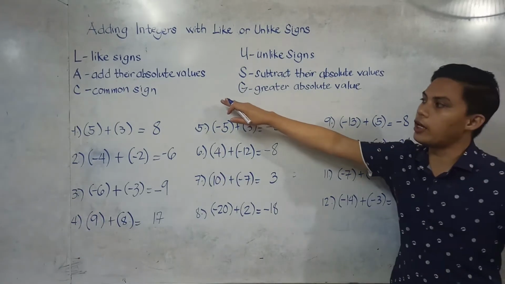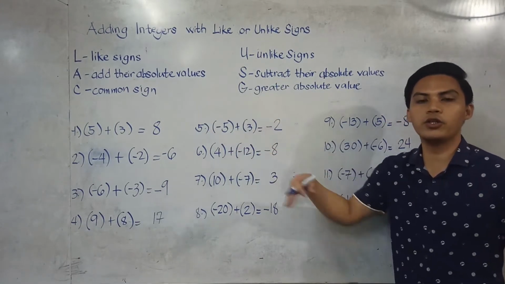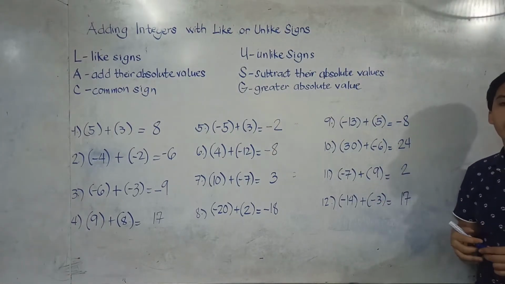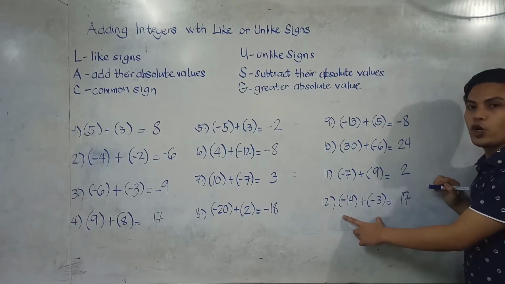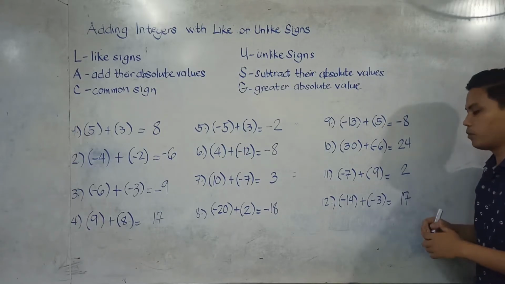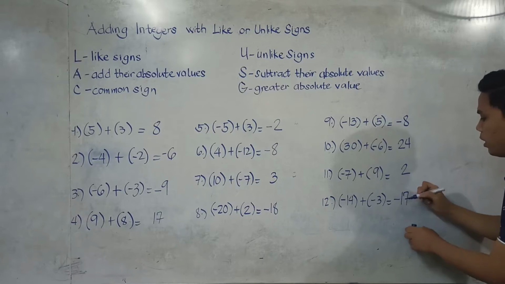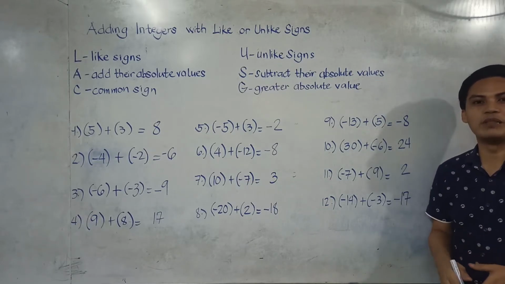And, ang last step, copy their common sign. Ano yung sign na common sa kanila? Or sign na magkapareha sila? So, since pareha silang negative, therefore, yung common sign nila is negative. So, ang final answer natin would be negative 17.